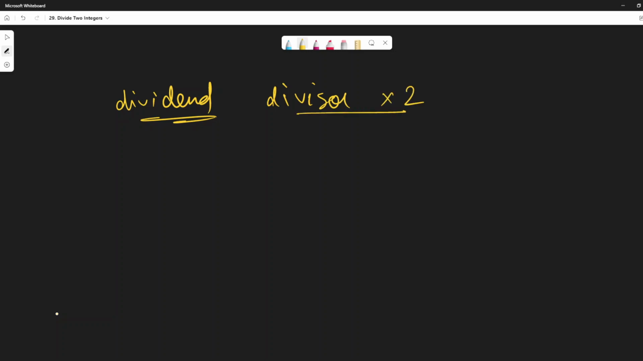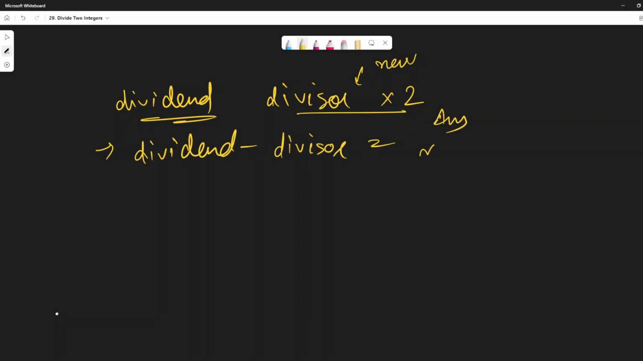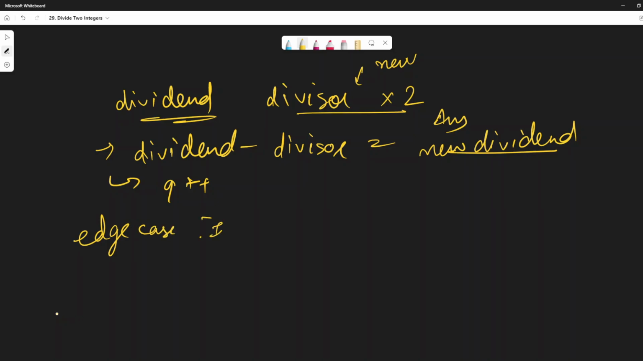Each time we'll multiply it by 2, right? And then at the next step we'll simply do dividend minus divisor, and it will be our new divisor every time. And whatever answer we get will be our new dividend. This is what we would be doing, and in this whole process we'll increment our quotient. And here again the edge case would be our integer overflow, that we need to keep a check on.